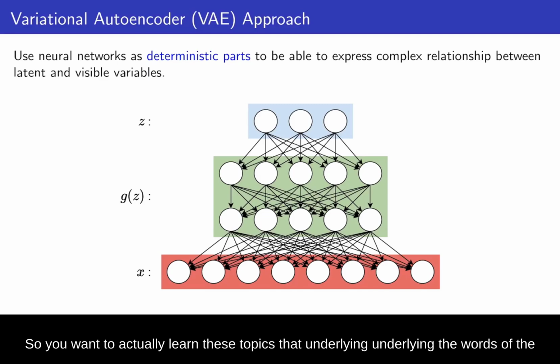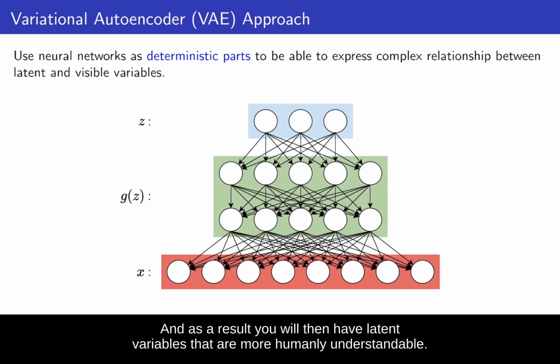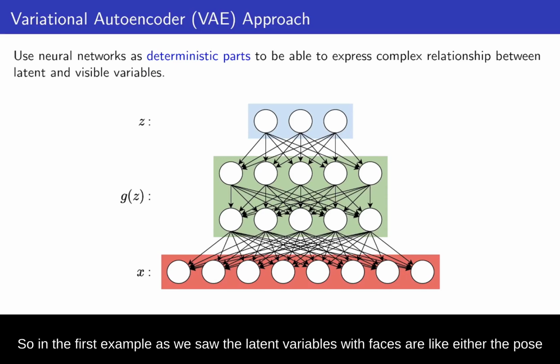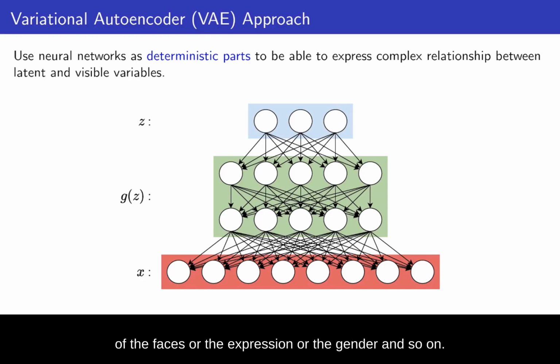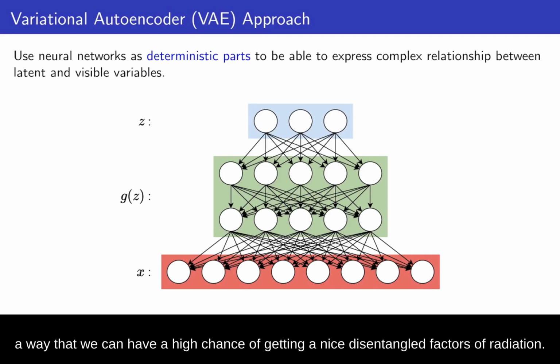So you want to actually learn these topics underlying the words of the documents that you have in your training data, and as a result you will then have latent variables that are more humanly understandable. In the first example, as we saw, the latent variables with faces are like either the pose of the faces, or the expression, or the gender, and so on. We don't have a guarantee for that, but there is a high likelihood, and usually we want our training to be set up in such a way that we have a high chance of getting nice disentangled factors of variation.